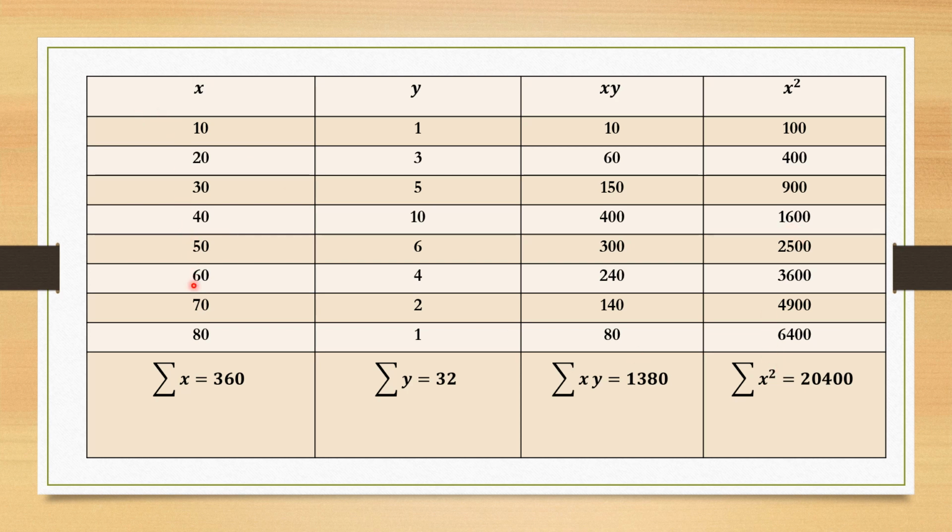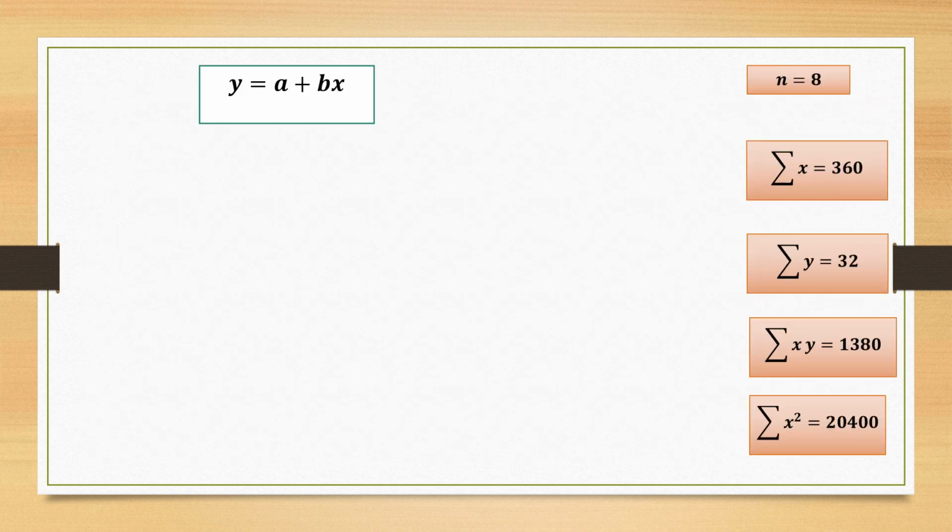Then finding the addition of all these columns, we write summation x as 360, summation y as 32, summation xy as 1380 and summation x square as 20400. So again, after calculating these summations, we substitute those values in the normal equations.